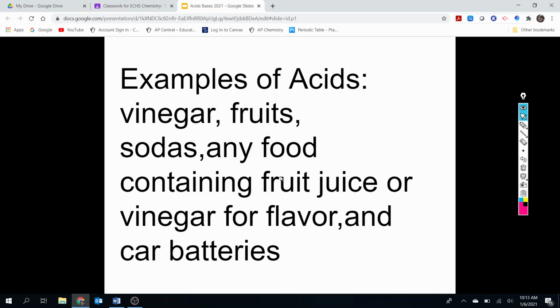Let's see, so examples of acids: vinegar, fruit, specifically citrus fruits, sodas, any food containing fruit juice or vinegar, and of course car batteries. Car batteries have sulfuric acid in them, nasty stuff.